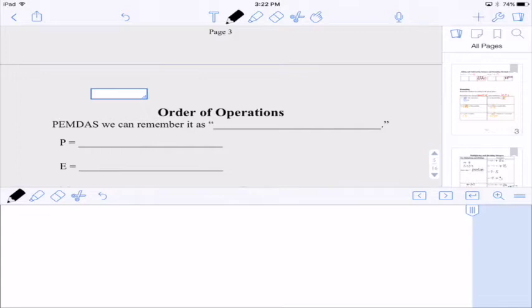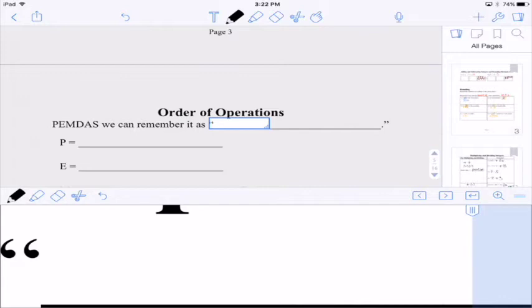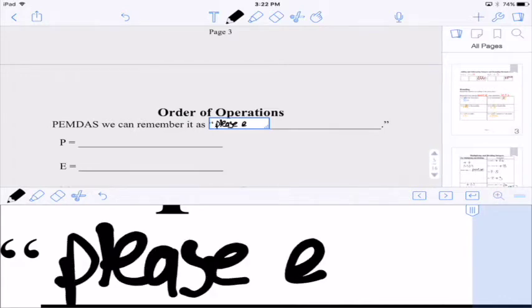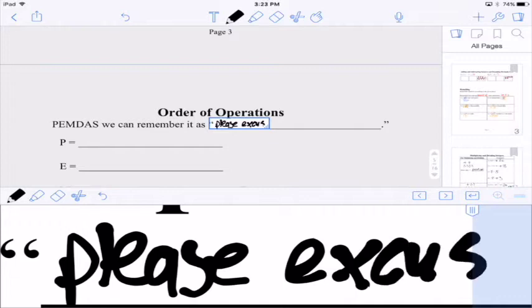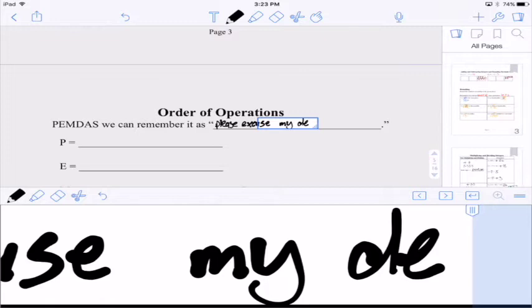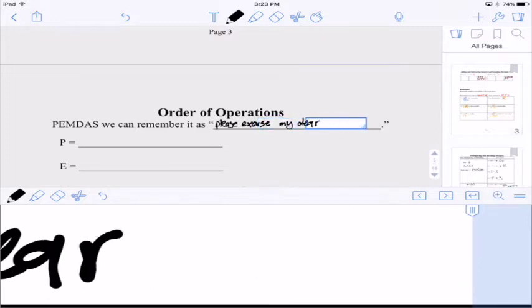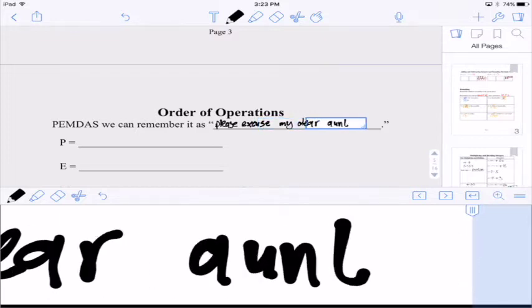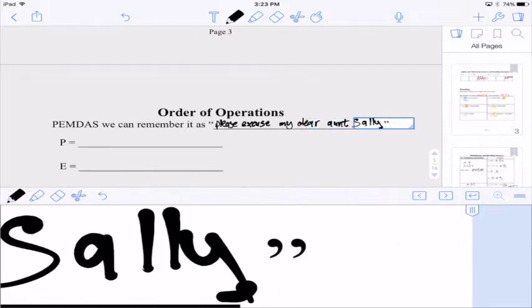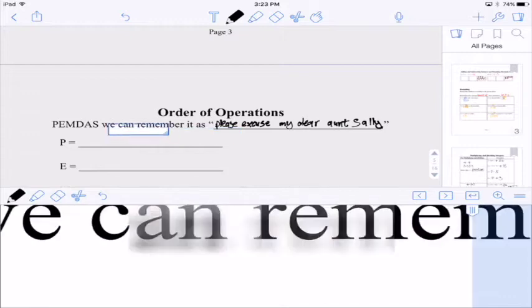We've heard the word PEMDAS before, which we also have heard probably to help remember: Please excuse my dear Aunt Sally. So we've seen that before.